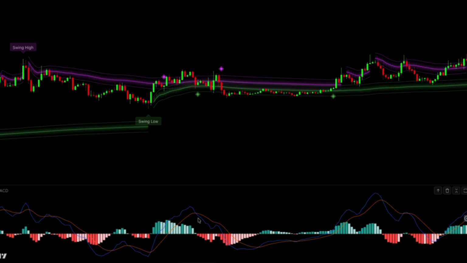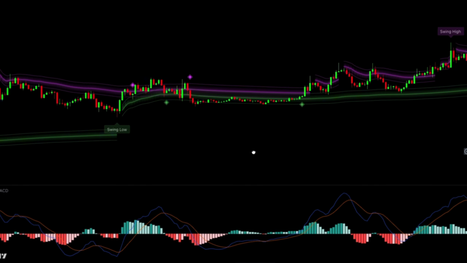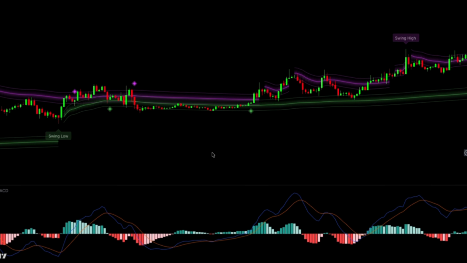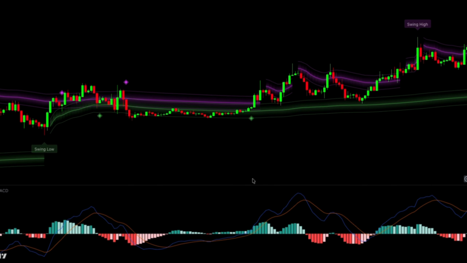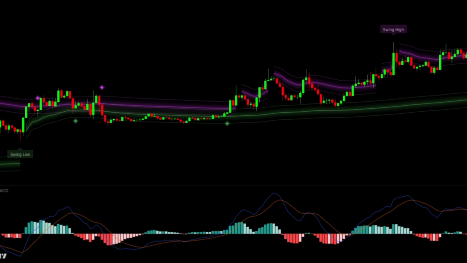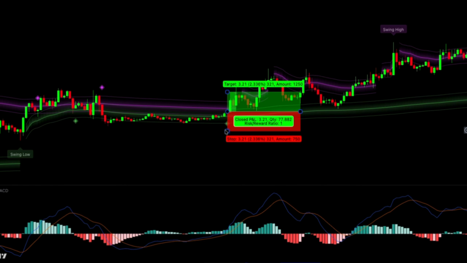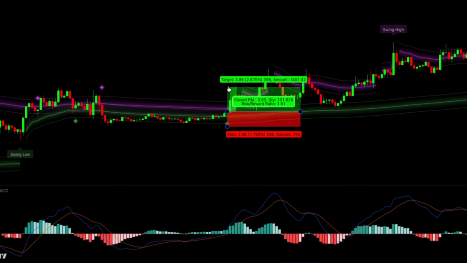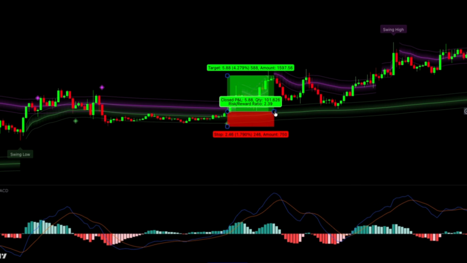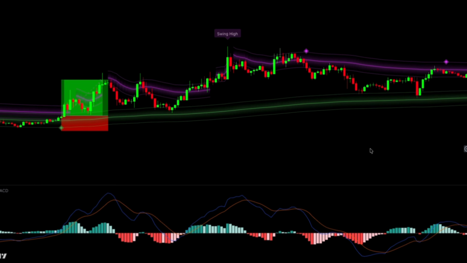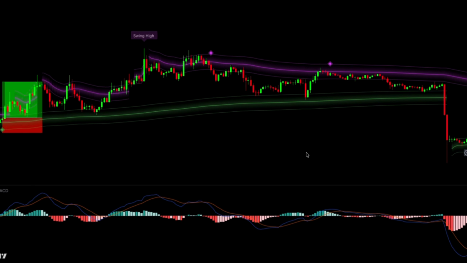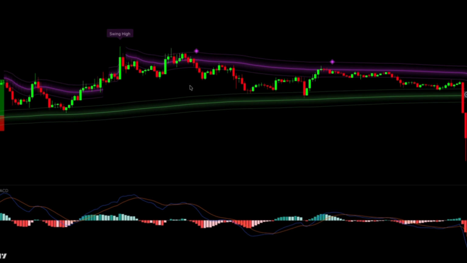But before entering on the green rectangle signal, you check your confirmation indicator. If you are using RSI, you want to see it bouncing from oversold or showing bullish divergence. If you are using MACD, you want to see a bullish crossover. If you are using an exponential moving average, you want price to remain above it. This extra confirmation reduces false signals and increases your win rate. The trade-off is that you will take fewer trades, but the trades you do take will have higher probability.